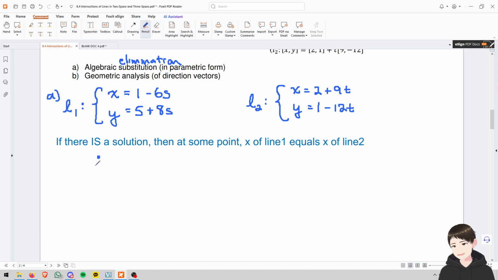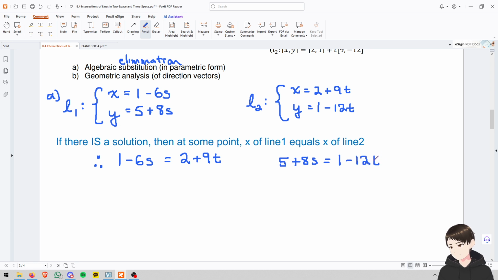So if that's the case, x from L1 equals x of L2. In the same breath, y from L1 equals y of L2. You see where I'm going with this? I have two equations with two variables. So let's rearrange. I could do substitution, but you know what? Elimination I think is easier. The coefficients of s and t don't look very pretty.